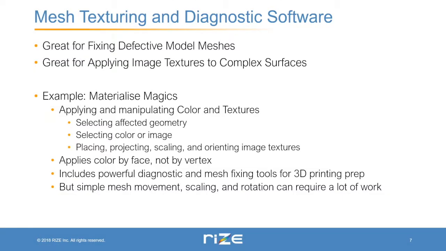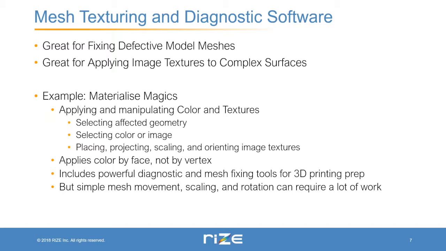So a few of the limitations of Magics include the fact that it's only able to apply color by face, not by vertex. So this is certainly not an issue when creating OBJ files, but the ability to apply per vertex color that WRLs offered is not done by Magics.